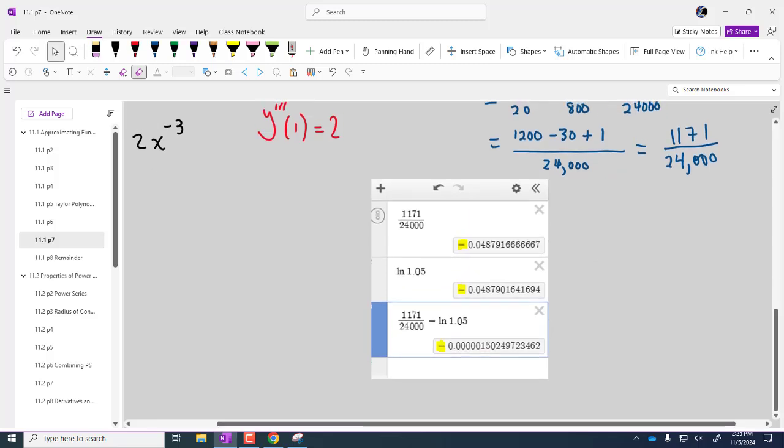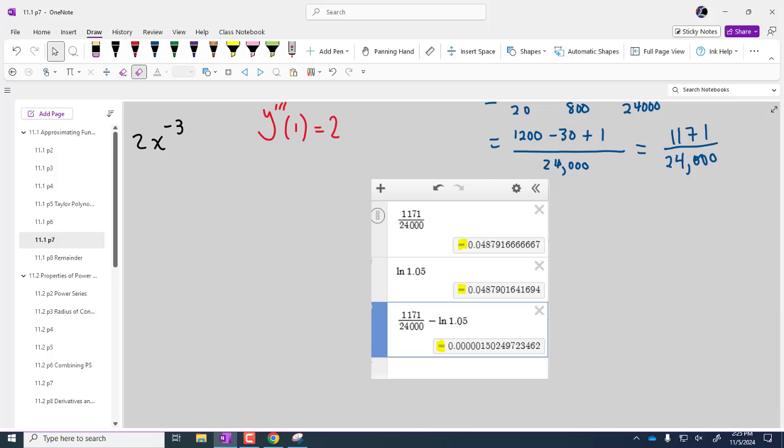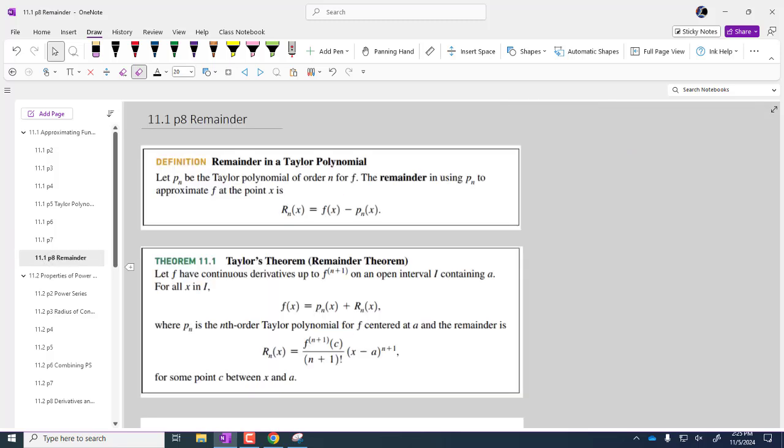All right, let's go to our last slide in 11.1 because we want to get to 11.2. 11.2 is so hard, we want to spend enough time on it. Is 11.2 going to take the rest of class again? Yes. Are we going to finish it? We'll finish it. Okay, so remainder.